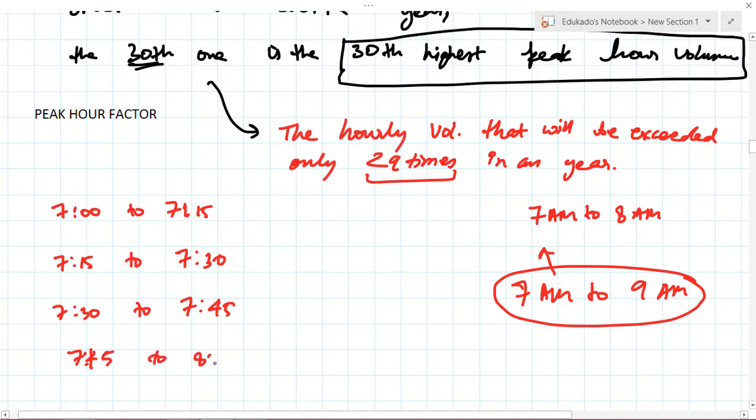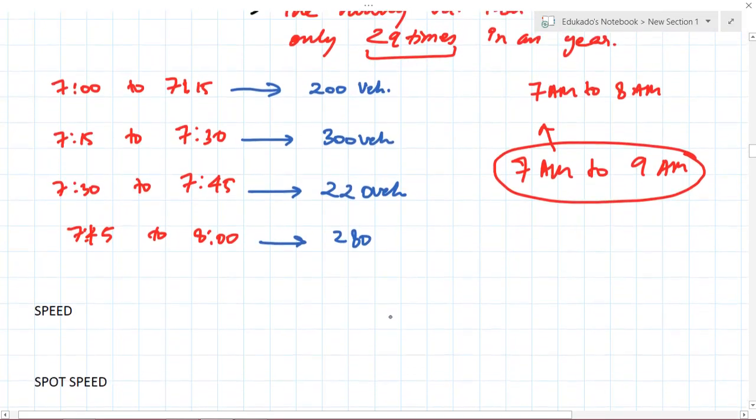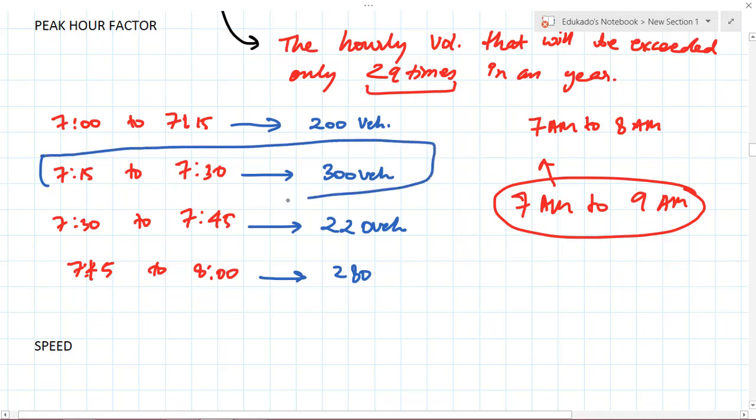and 7:45 to 8. Now let's imagine that from 7 to 7:15 I observed 200 vehicles passing by, and from 7:15 to 7:30 I observed 300 vehicles. From 7:30 to 7:45 I observed 220 vehicles, and in the last interval, let's say it's 280. These are just assumptions. Now you can see that in the interval 7:15 to 7:30 there was the maximum number of vehicles passing by. So let's do something about it.